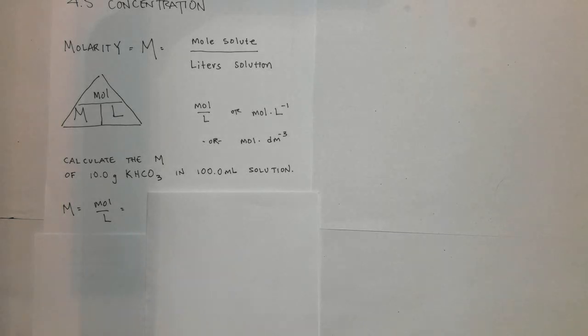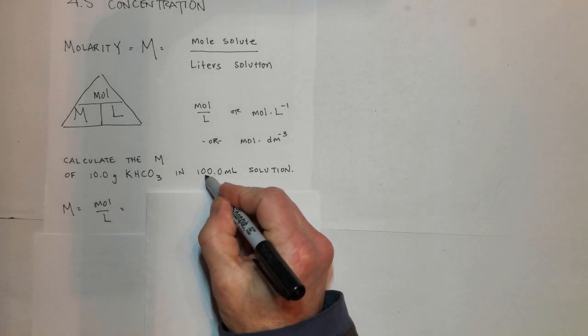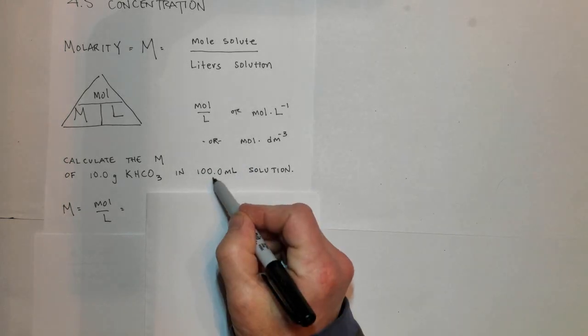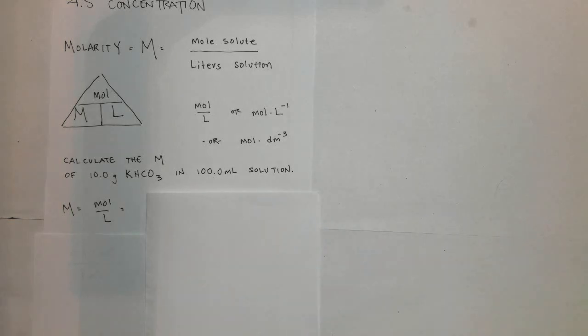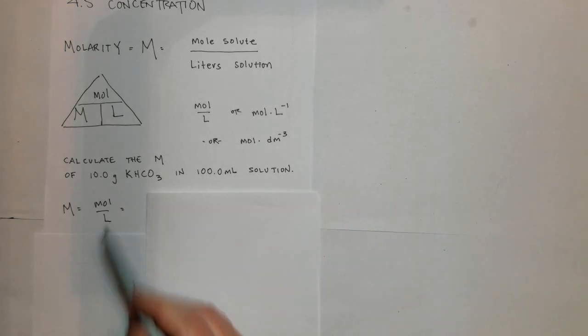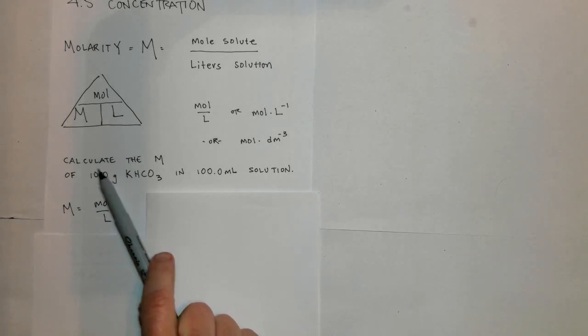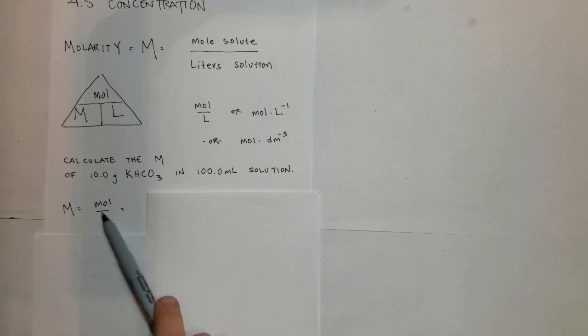The quick, easy way to convert from milliliters to liters is to simply take the decimal point and move it 3 places to the left. 1, 2, 3 goes from milliliters to liters. So we have 0.1 liters, which we'd fill in on the bottom right here. The trickier part, though, is getting the amount of solute that they have into moles.